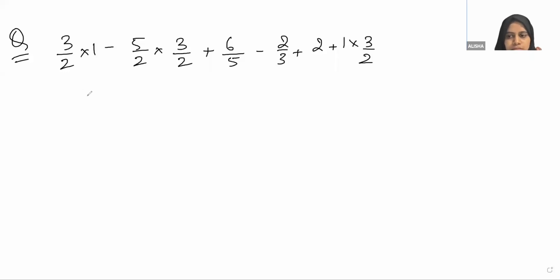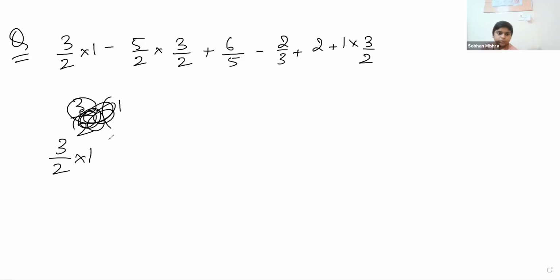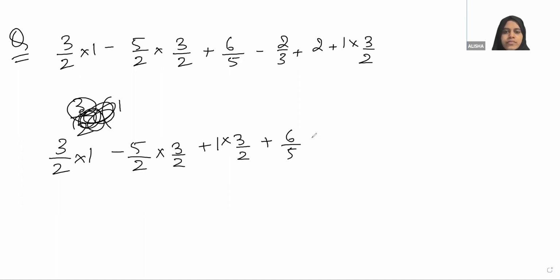3 by 2 into 1, then minus 5 by 2 into 3 by 2, plus 1 into 3 by 2, and then plus 6 by 5, minus 2 by 3 plus 2. What would be the second step?